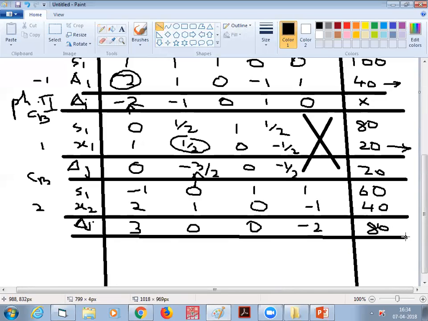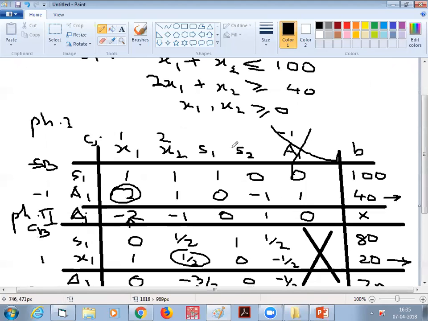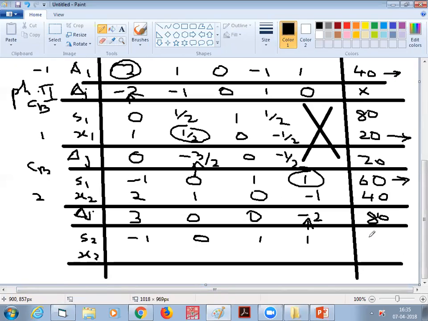So what is the most negative delta J? Minus 2 this time. And as we said, this has to be the pivot because it's the only positive entry here. So S1 now gives way to S2 and X2. Nothing to do, there's already a 1 here, so this row doesn't change at all. So minus 1, 0, 1, 1. I'm ignoring this, this is AS2. And this is 60.